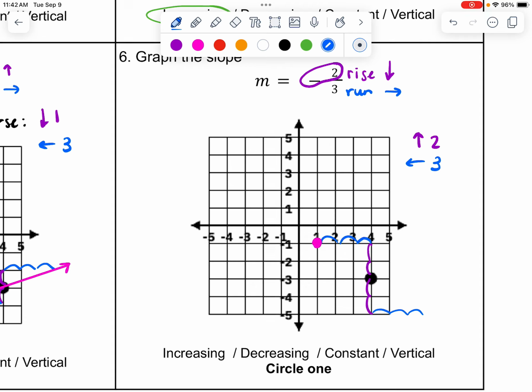Then I can repeat that. Up 2, and then left 3, 1, 2, 3. I can go up 2 and then left 3. Now this is a downhill line. It's also a negative slope, so I'm going to circle the word decreasing.